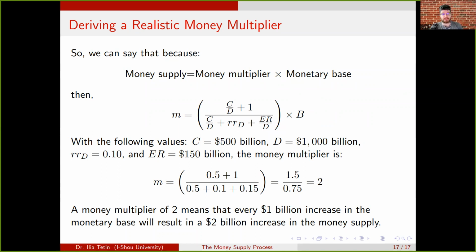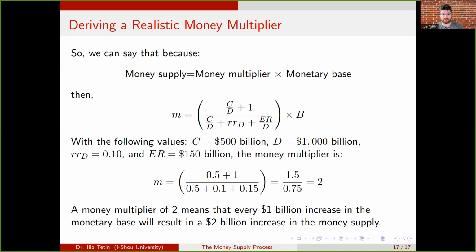C over D is 0.5. We divide 500 over 1,000, 0.5 over here and over here. Then excess reserves 150 divided by 1,000, this is 0.15. The 10% stays over here, 0.1. So all in all, we have 2. And what it means, with a money multiplier of 2, every 1 billion increase in the monetary base will result in a 2 billion increase in money supply.